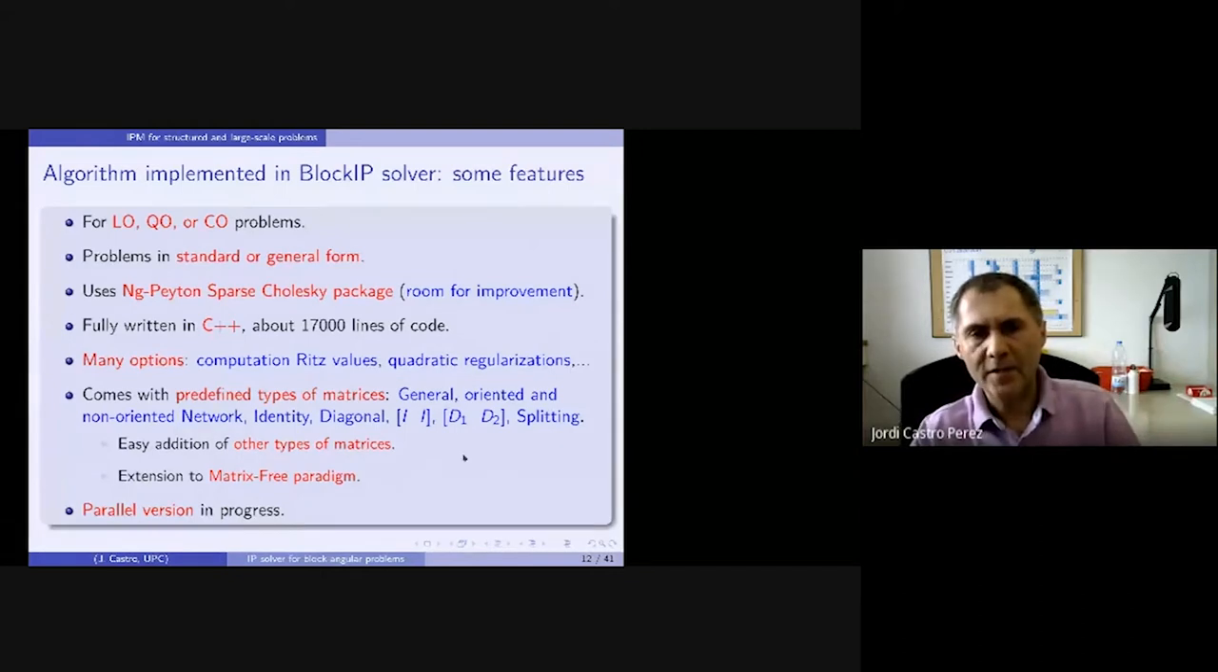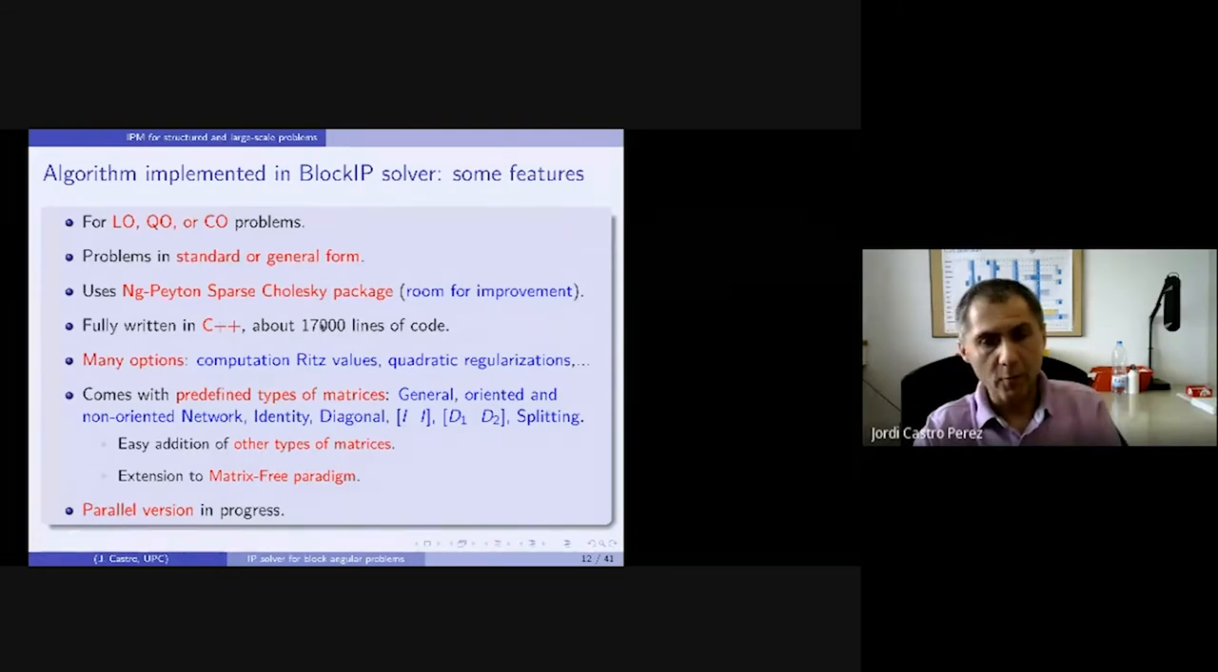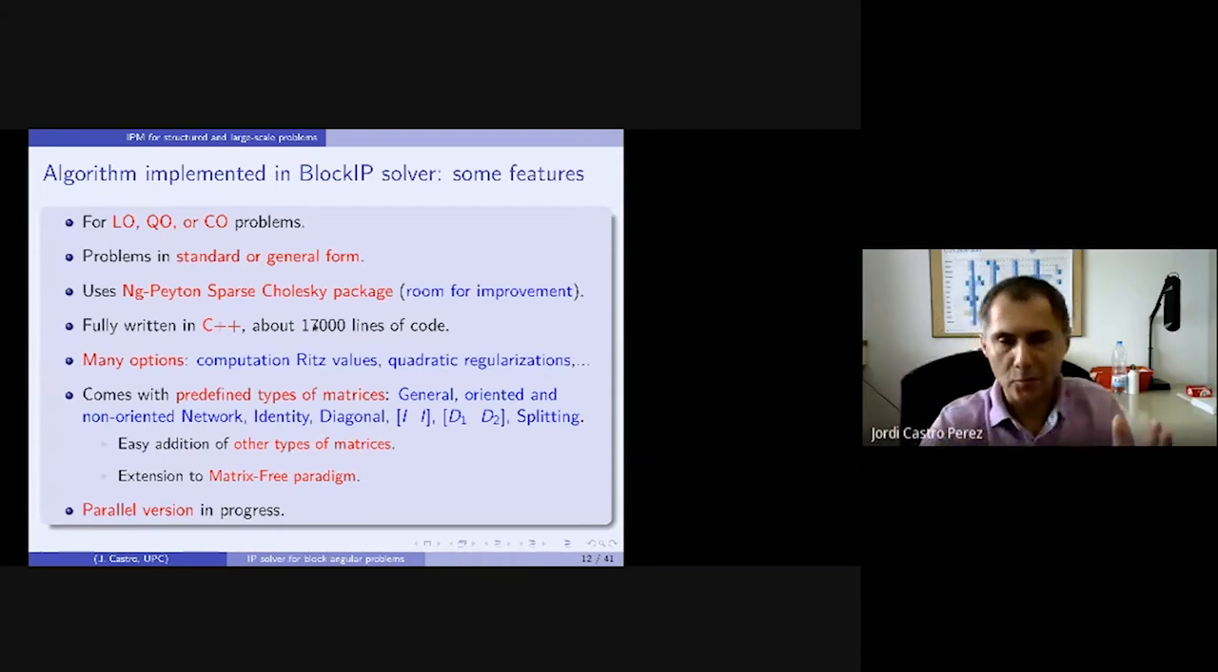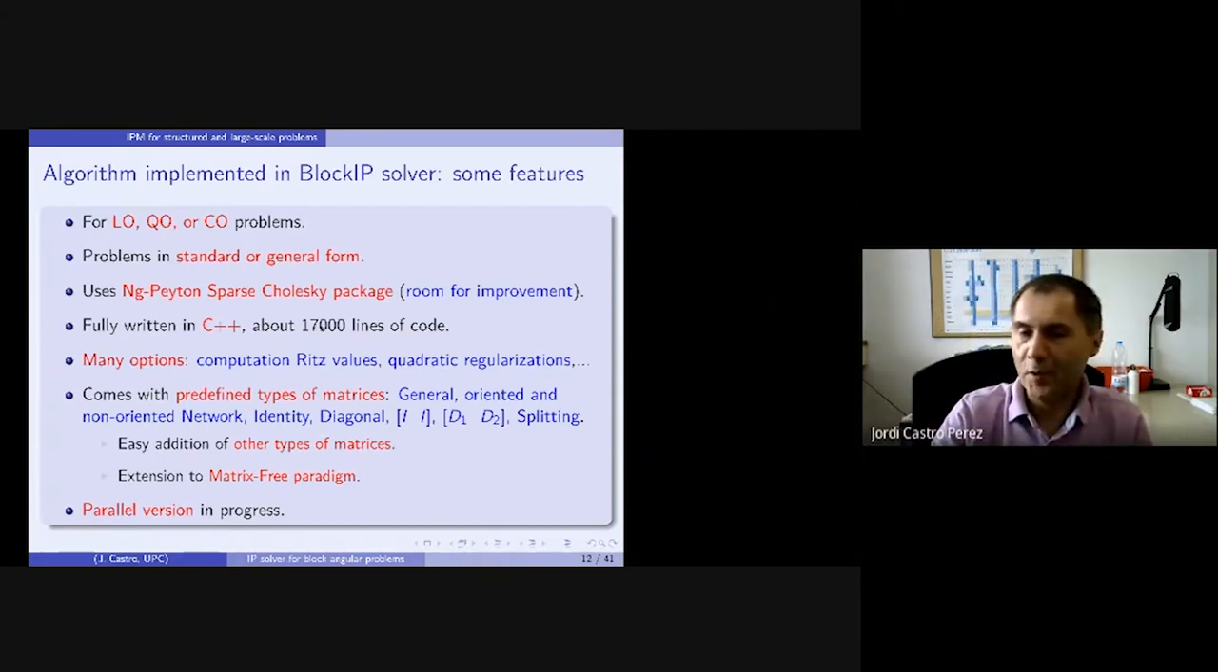Okay, this algorithm has been implemented in the solver named BlockIP. It can solve linear problems, quadratic problems, and well, it has a lot of lines of code. It's written in C++. Has this number of lines of code. Okay, well, now it has 2,000 more lines because we are improving the code in an application working with Laureano and Juan Francisco for multi-stage optimization. So the current number of lines is not 17,000, it's 19,000 actually, okay? And that's all, okay? So this was the first part.